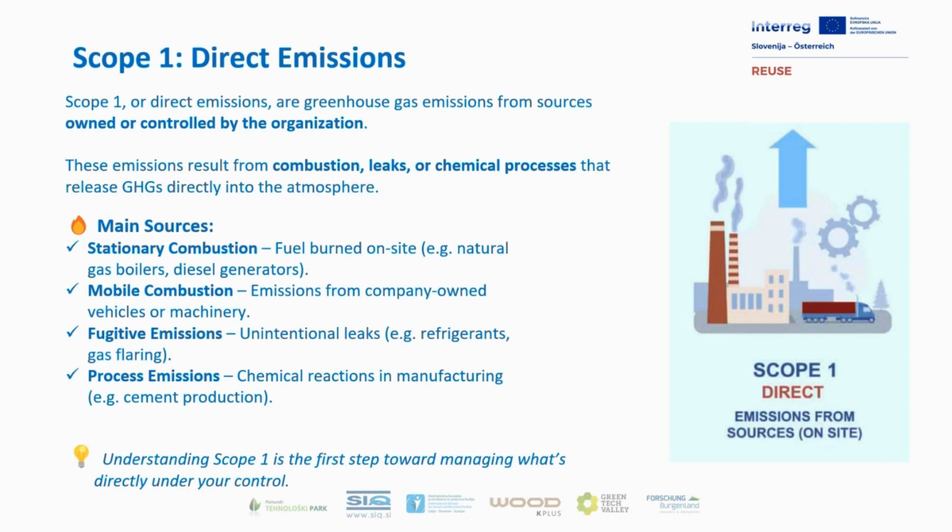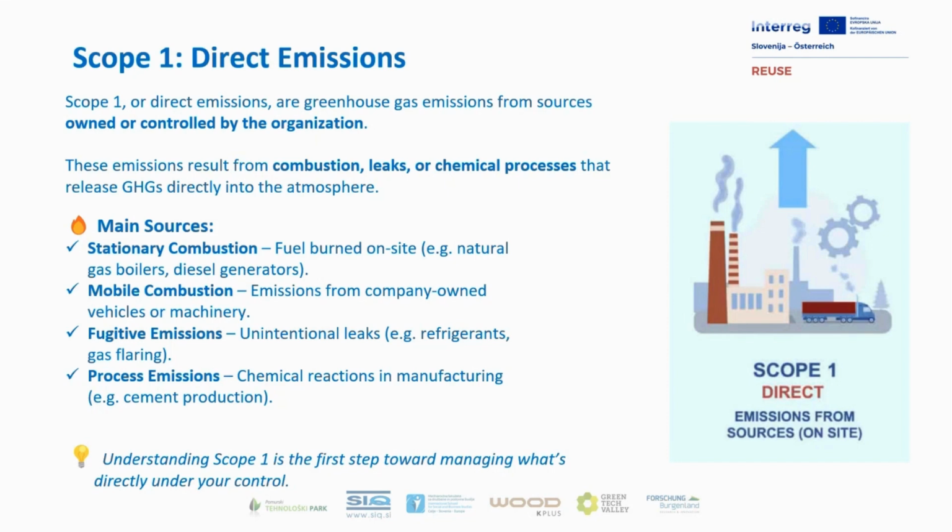And fugitive emissions, these are unintentional leaks of greenhouse gases, often from equipment like refrigerator or air conditioning systems, or from industrial gas flaring. So, for example, supermarkets and warehouses might experience refrigerant leaks from cooling systems, which release gases like methane into the atmosphere.